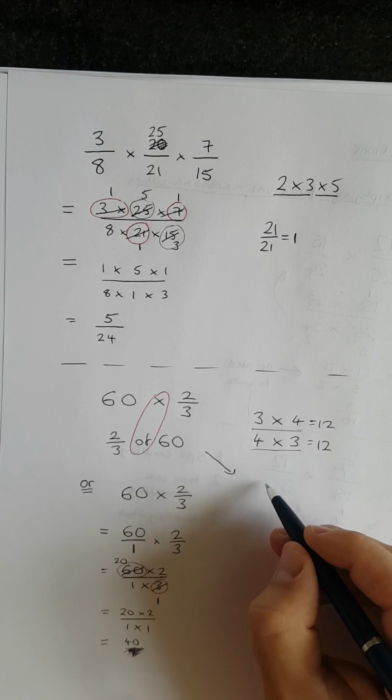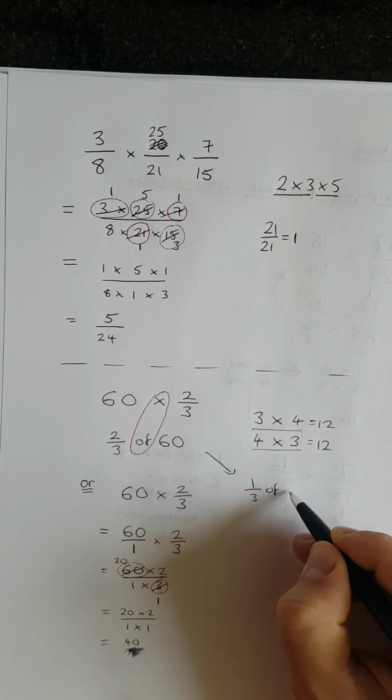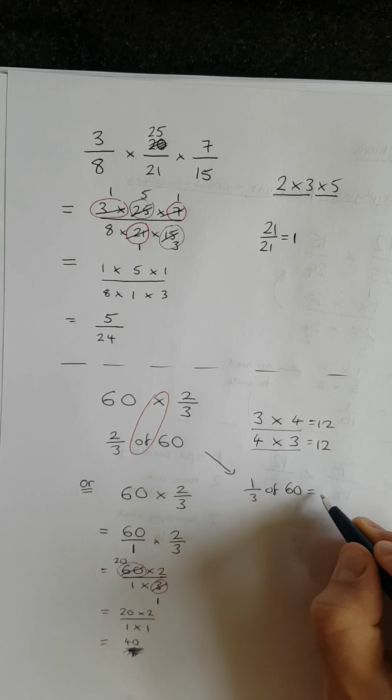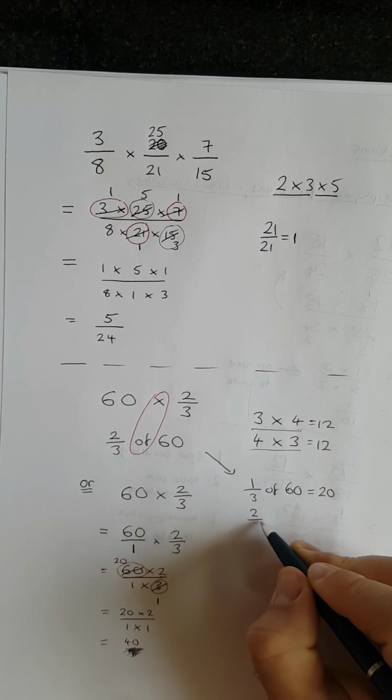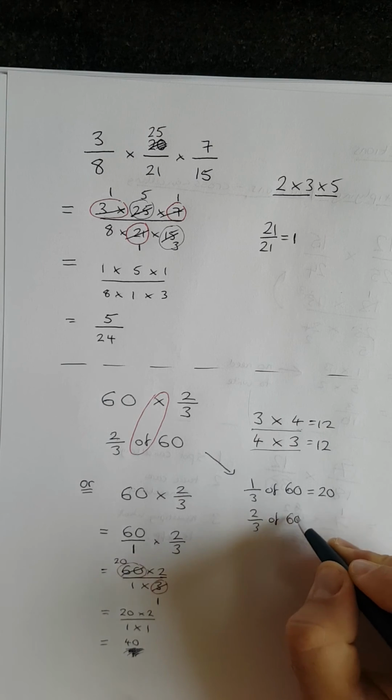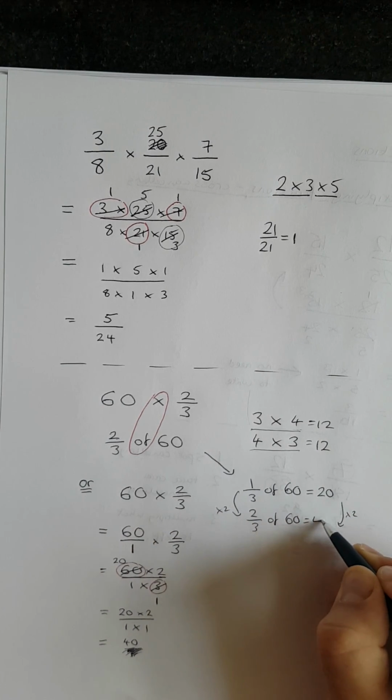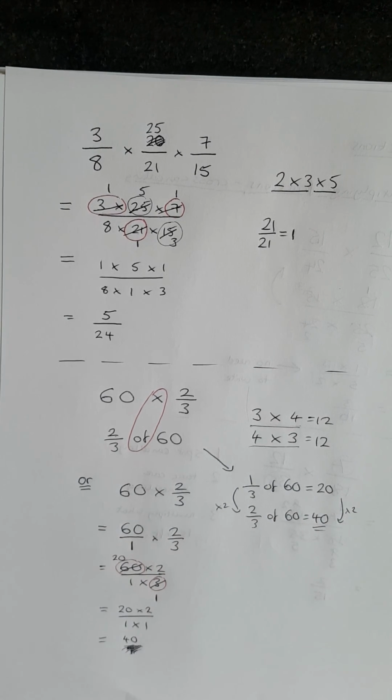If we had done it the original way, you'd have found 1/3 of 60 by dividing it by 3, which would give you 20. Then 2/3 of 60, you'd have multiplied by 2 to get 40. So both methods are equivalent. You're nearly there with multiplying fractions. There's one major hurdle to overcome, which I'll show you in the next video.